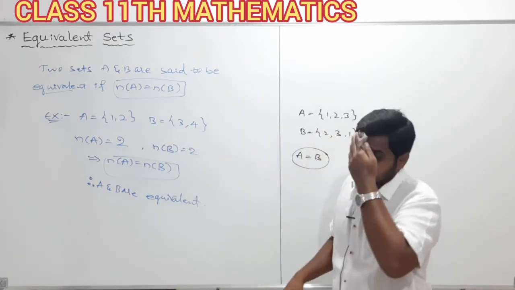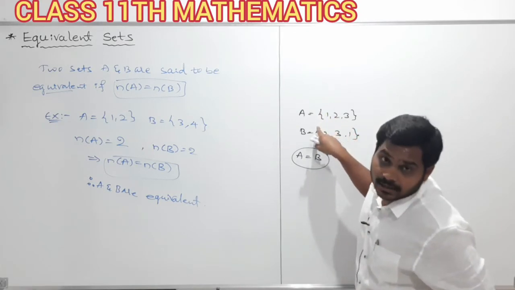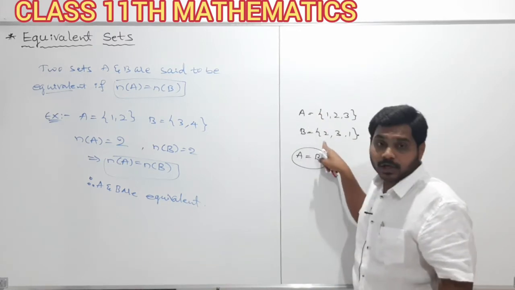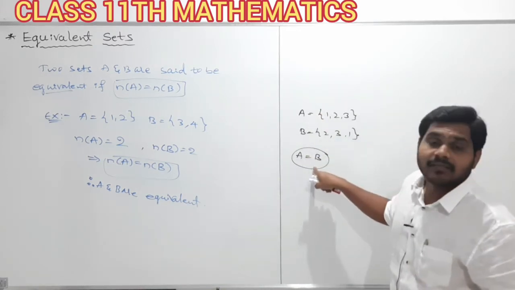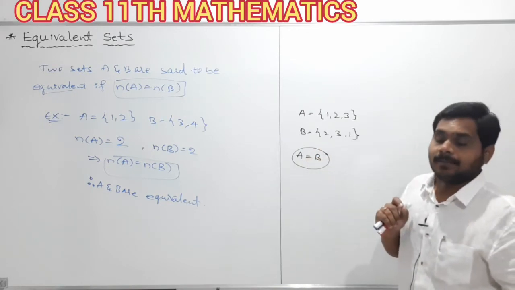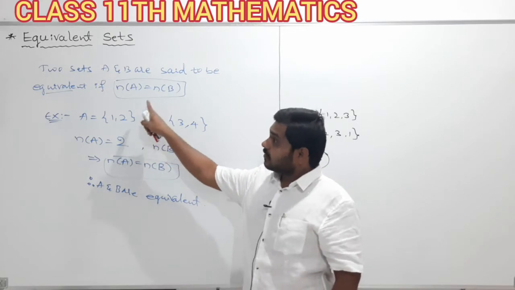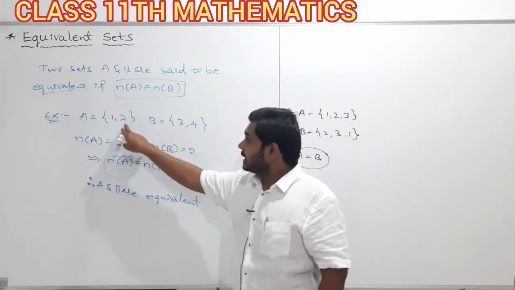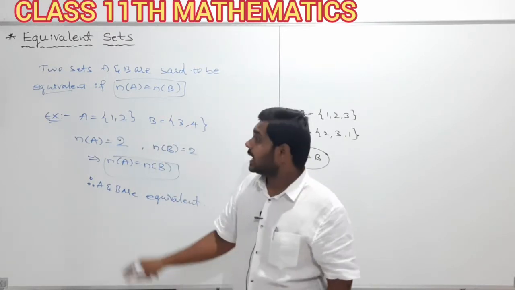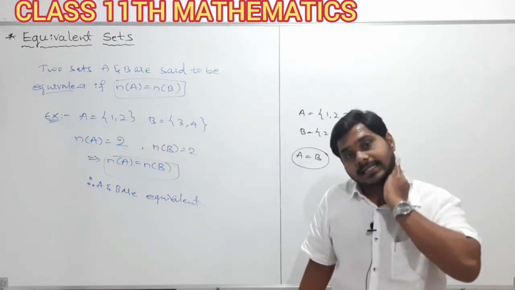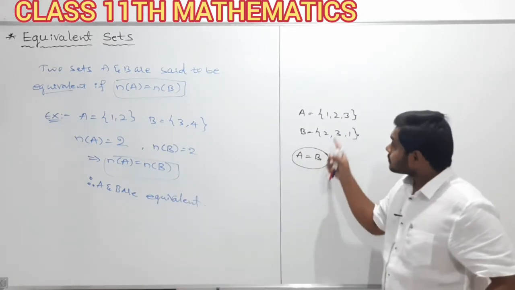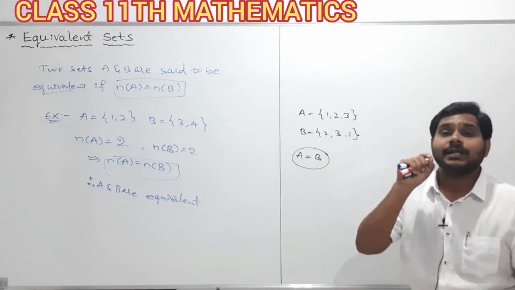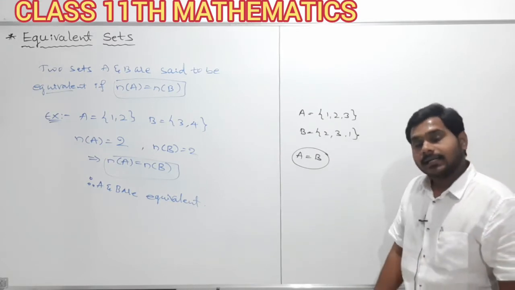And what is the difference, my dear students, between equivalent and equal sets? Equal sets means exactly the same elements must be in both A and B. But equivalent just means the cardinality is the same, the elements need not be the same. So if the cardinality is the same, we can call them equivalent sets. But to call them equal sets, the elements in this set and that set must be exactly the same.